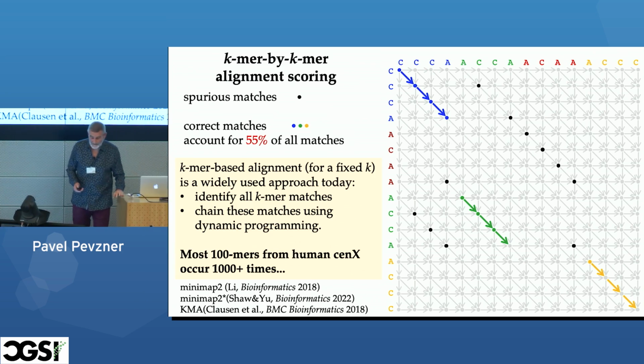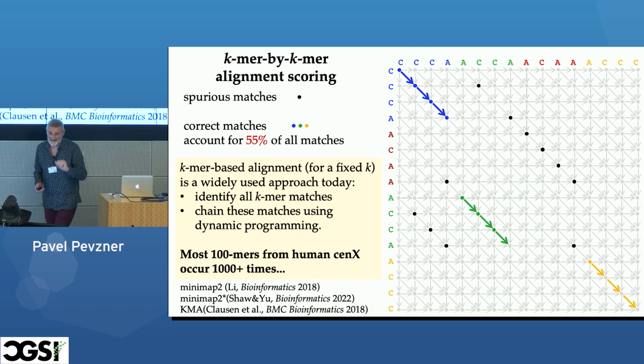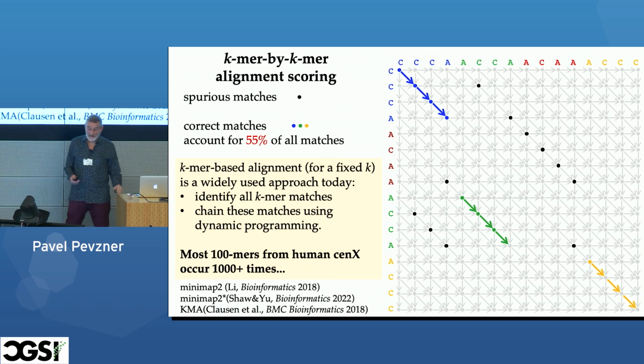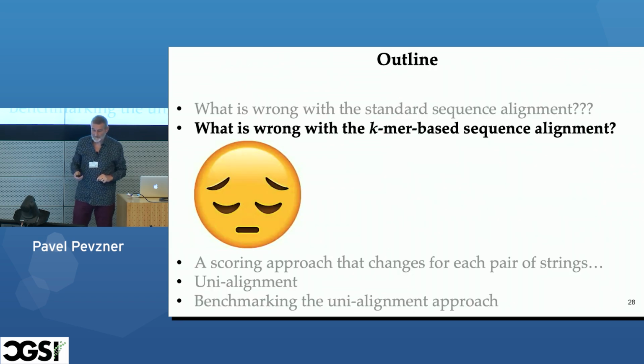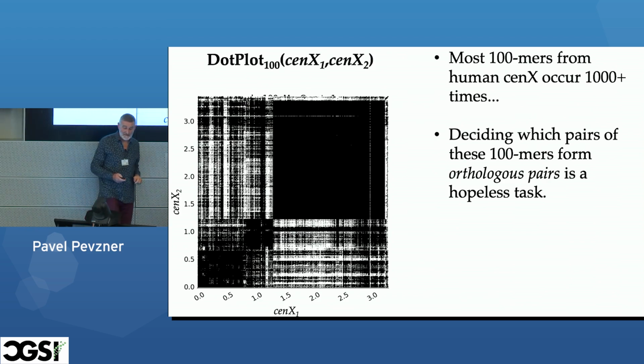For example, in centromeres, most 100-mers occur 1,000+ times, and Minimap works on k-mers smaller than 100-mers. So just to figure out which of these 100-mers are really matching each other is hopeless. So what is wrong with k-mer-based sequence alignment?